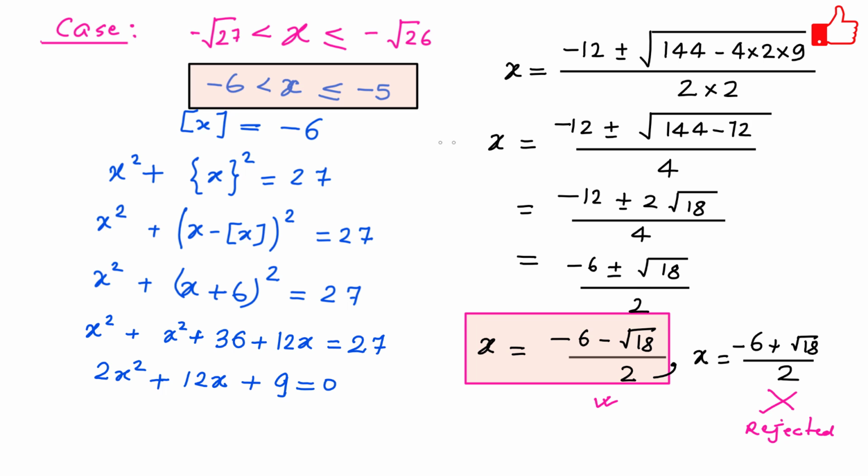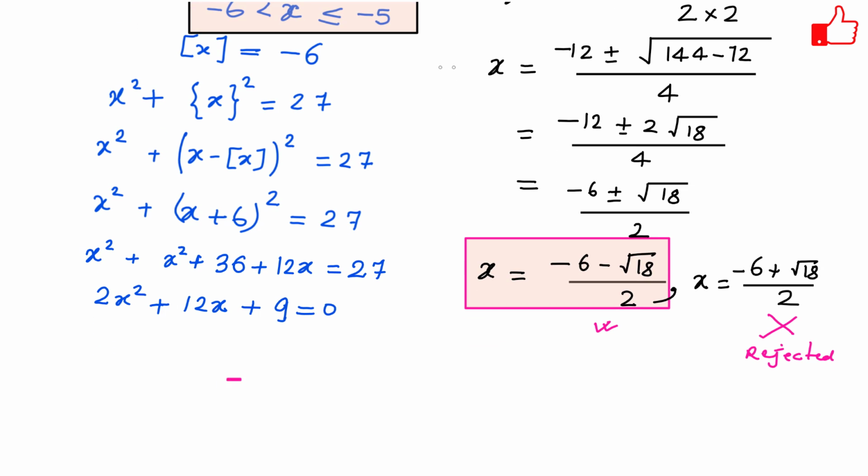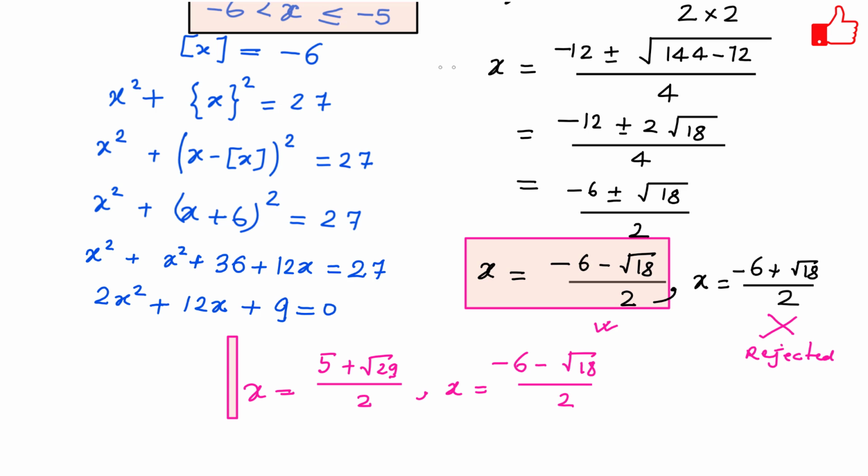So for this problem we have two values of x. From case 1 we have x equal to 5 plus root 29 divided by 2, and from the second case x is equal to minus 6 minus root 18 divided by 2. So there are two values of x that are possible for this problem.